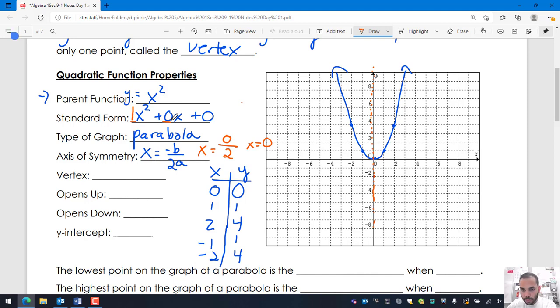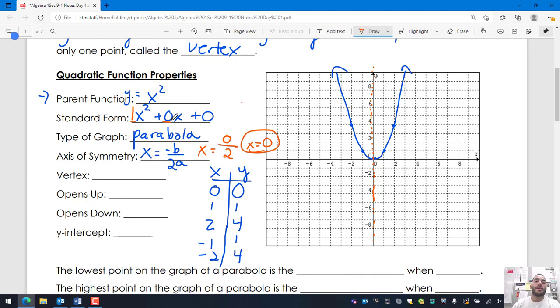Directly on top of the y-axis. Okay, and what we notice here is that this orange line is cutting this parabola directly in half. The line x equals 0 is cutting the parabola straight down the middle. So it looks exactly the same on both sides. That's what it means to be the axis of symmetry. I'm looking for the line that cuts it in half.